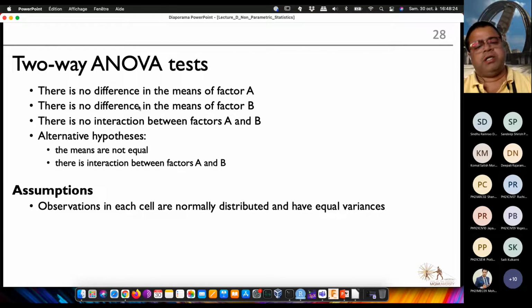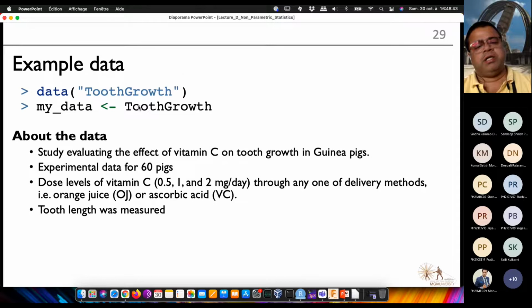Now, so the assumption, again, in the one-way ANOVA and also in the two-way ANOVA, there will be assumptions, and the assumption is that observations in each cell are normally distributed and they have equal variances. So what we will do is, we will use an existing data set which is available in R. A lot of data is available to play with.